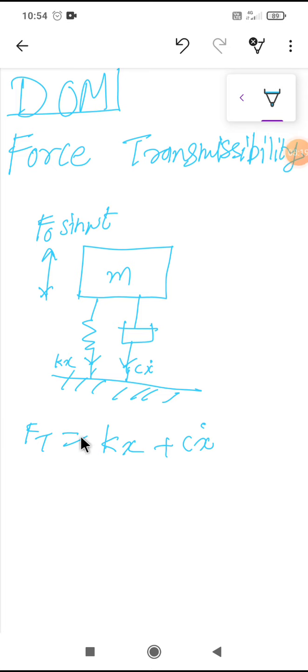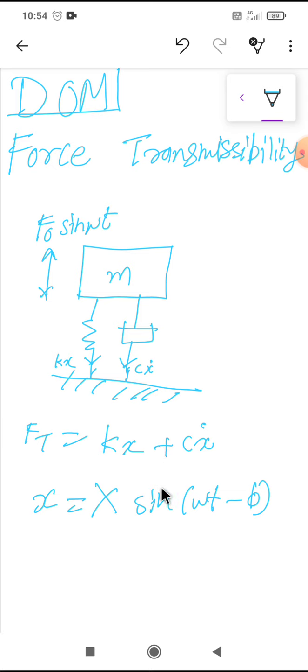Now we have found the solution of x. So what is the solution? The amplitude is a constant capital X, multiplied with sine omega t minus phi. Phi is the phase difference. Omega is the frequency of the excitation force, that is the force frequency, and t is the instantaneous time, and this sinusoidal function gives the SHM, simple harmonic motion.